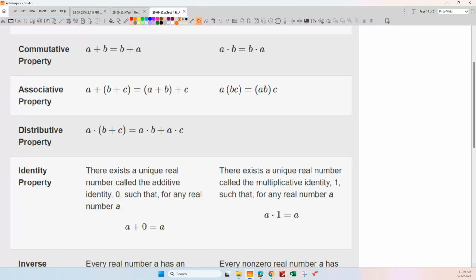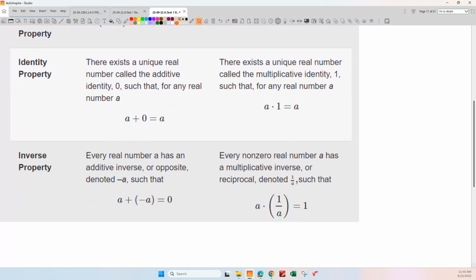Okay? Distributive property, you all know. That one we can skip through. Then we've got the I properties that go together, identity and inverse. Identity is easy to remember because the identity properties are the ones where the identity of what you start with doesn't change.